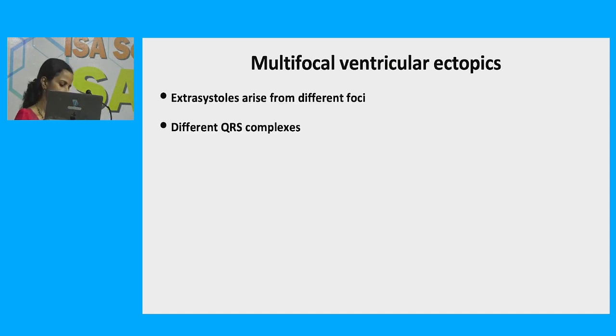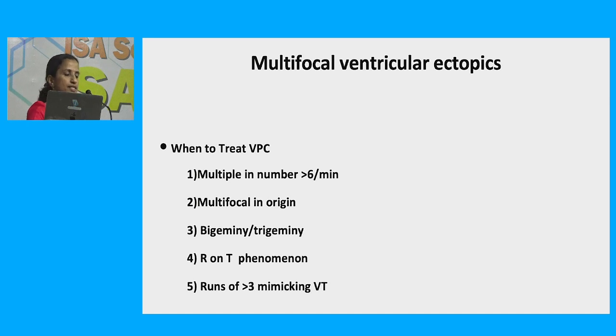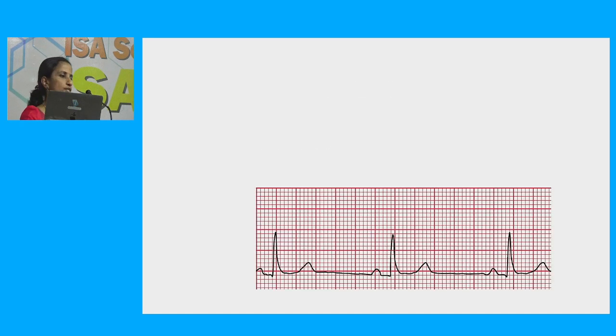So when to treat such ventricular ectopics? When will you treat an ectopic beat? If the ectopics are more than 6 per minute, or multifocal in origin, or if there are 3 successive ectopics, or when there is the R on T phenomenon, where the ectopic falls on the T wave, so that there's a chance to go for VT. So this is 2 minutes, sorry.